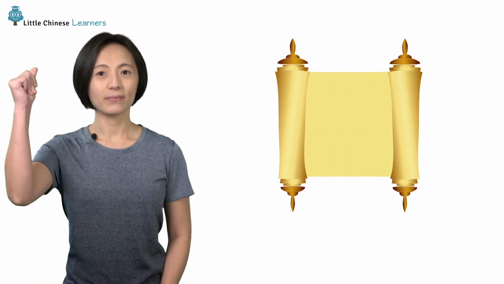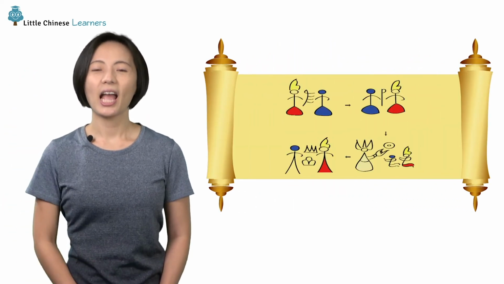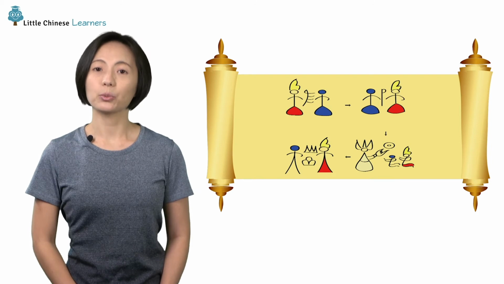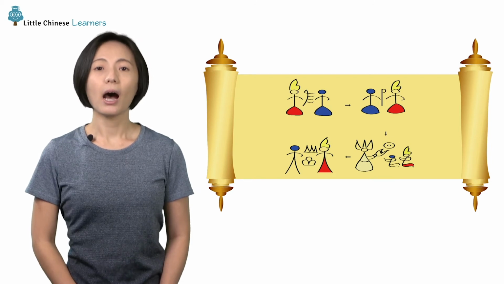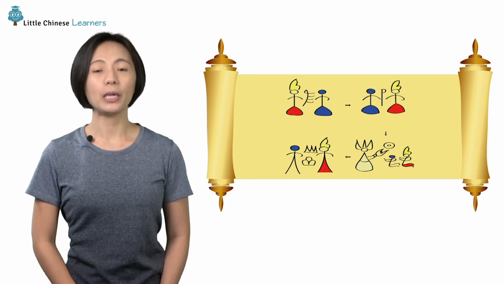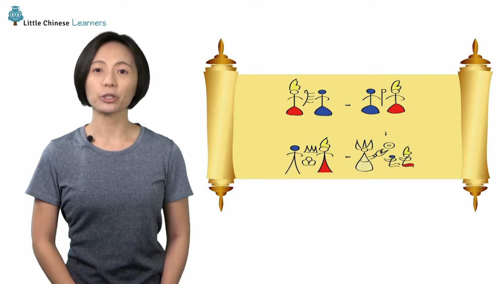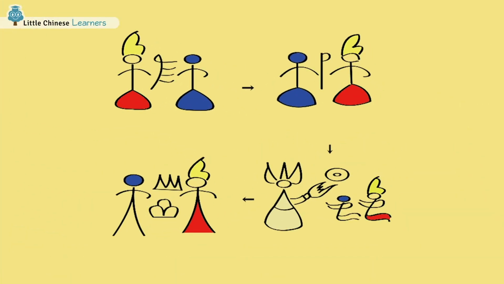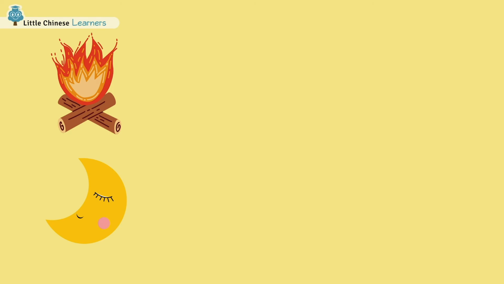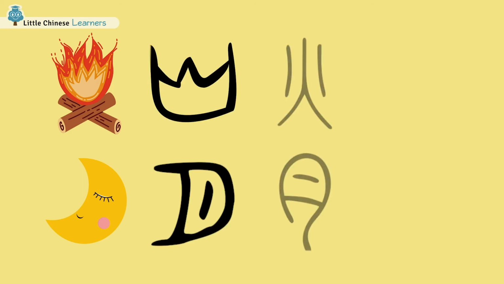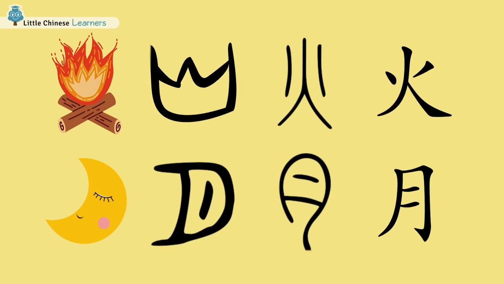The hint of this secret is pictures. Have you ever wondered where Mandarin words came from? A long, long time ago, before people could write, they drew pictures. Over time, the pictures became simpler and simpler until they became the words we know of today.